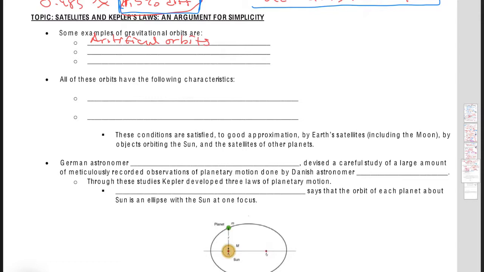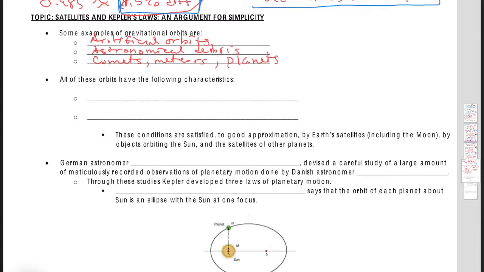There's astronomical debris that is orbiting around out there. You have comets, meteors, things like that that are orbiting. The planets are in gravitational orbit, right? So there's just a lot of examples of objects in gravitational orbit.